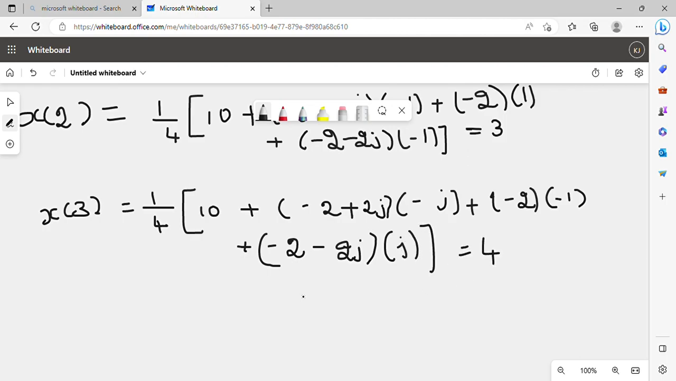So the total resultant, what is my x of n? I am really sorry. So that is my resultant here. x of n is equal to 1, 2, 3 and 4, right? So this is the resultant, and this is what is for today's session.